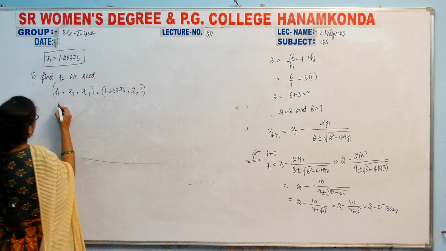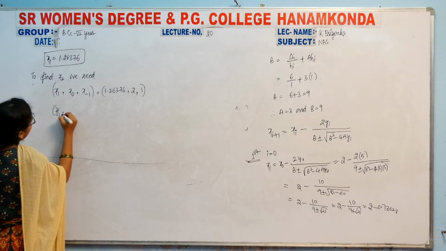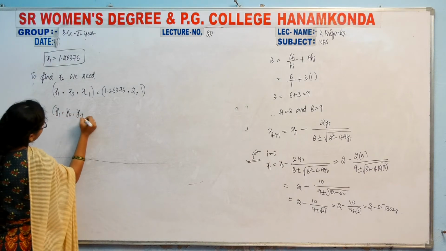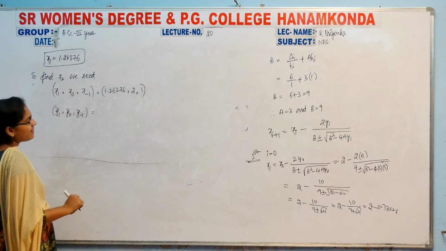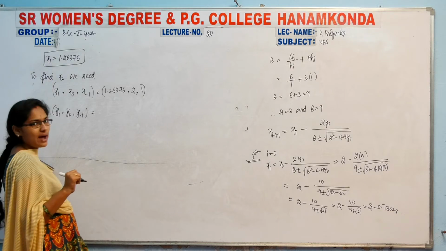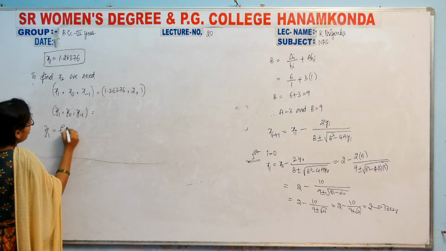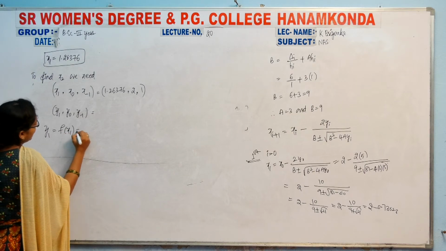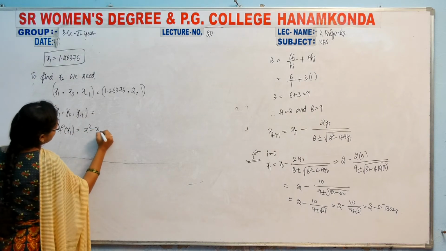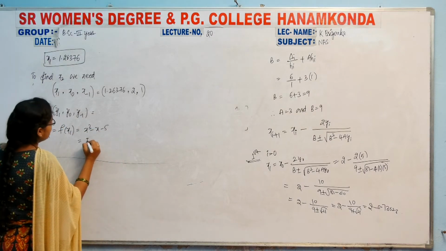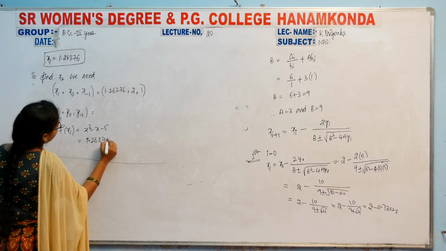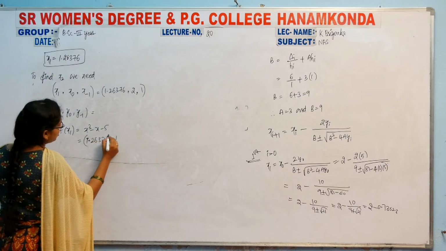Next, similarly y1, y0, y minus 1. Actually we have to find y1. Now y1 means we have to substitute this value. Okay, now y1 equal to f of x1 equal to x cube minus x minus 5. What is the value? 1.26376 minus, it is whole cube.